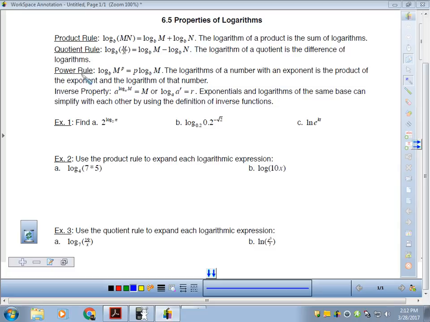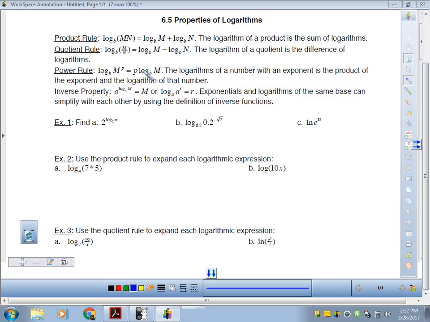Our third one is the power rule. This says when you have a power up here, log base b of m raised to the p power, that p power can be moved to the front. And you have p times the log base b of m. So any powers can be moved to the front.